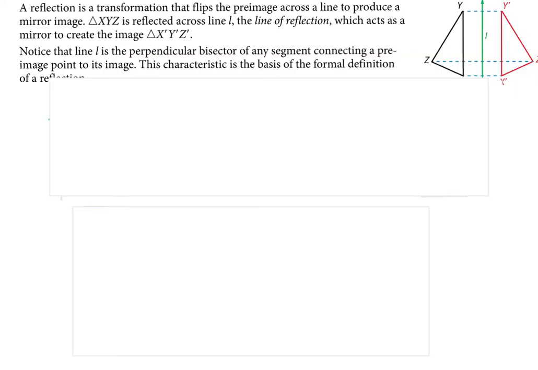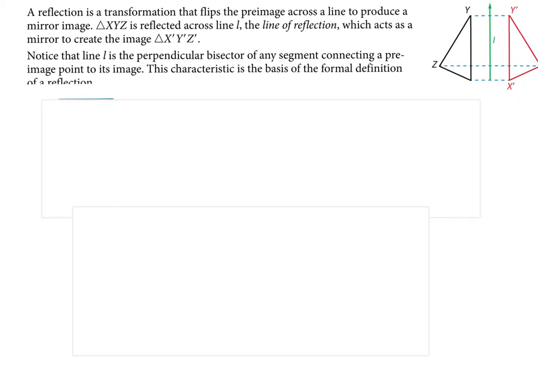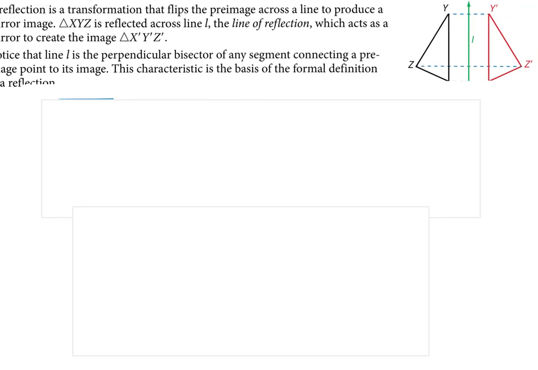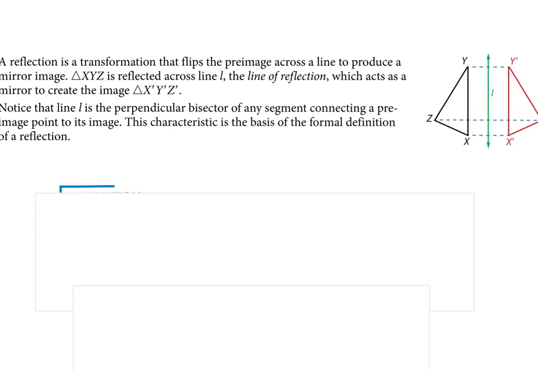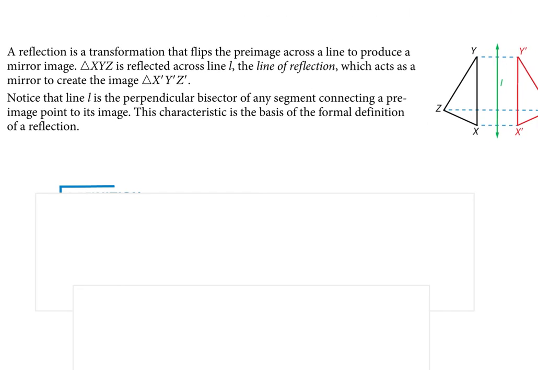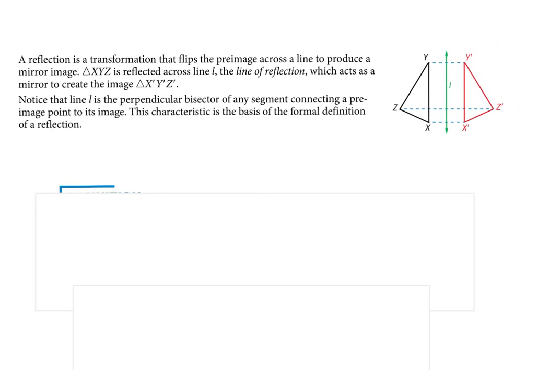So first of all, what does a reflection look like? It flips it across something. There are going to be times when it flips it across an axis or a line. But either way, whatever it flips across is called the line of reflection. Another term you need to know. The line of reflection is the mirror that it goes across when you're creating the image from the pre-image.